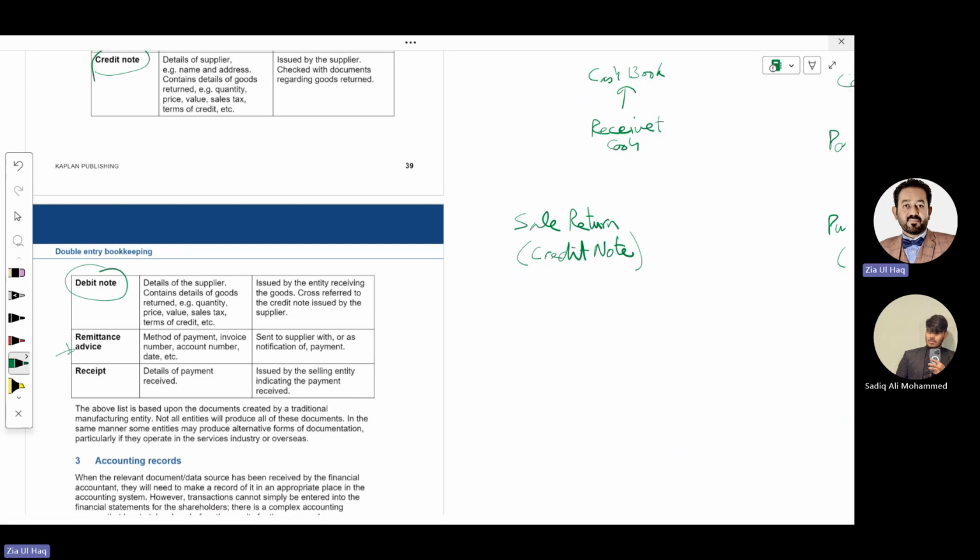Remittance advice: when we pay money to the supplier or receive money from the customer, that money detail is called remittance. It means transfer of money from one party to another. The record of that transfer of money will be called remittance advice. And what is the receipt? Detail of payment received, that we give to the customer and receive from the supplier.